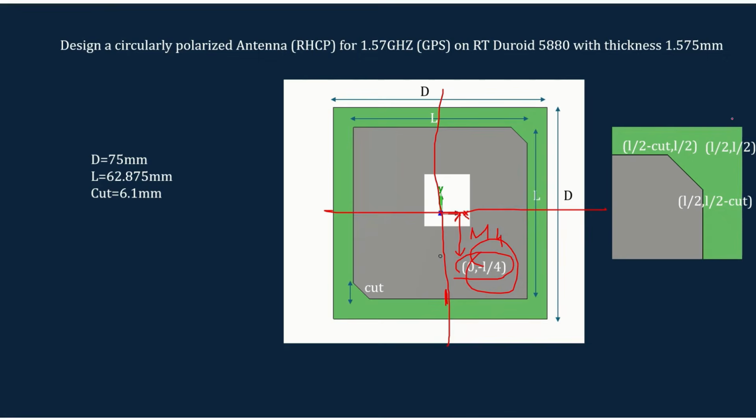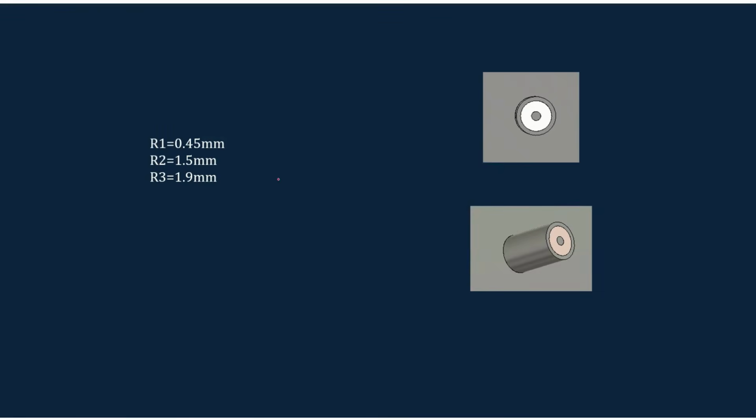And this is why I have written these parameters here, in order to show you how you can make this cut. First of all, I'll be drawing a square, and then I'll be using some triangle portion to subtract from this patch. That is why I have written these parameters here. And this is the dimension of the coaxial cable, the SMA connector that we are going to use. We have a simulation in our channel to see how these parameters came. And this is just to show the results.